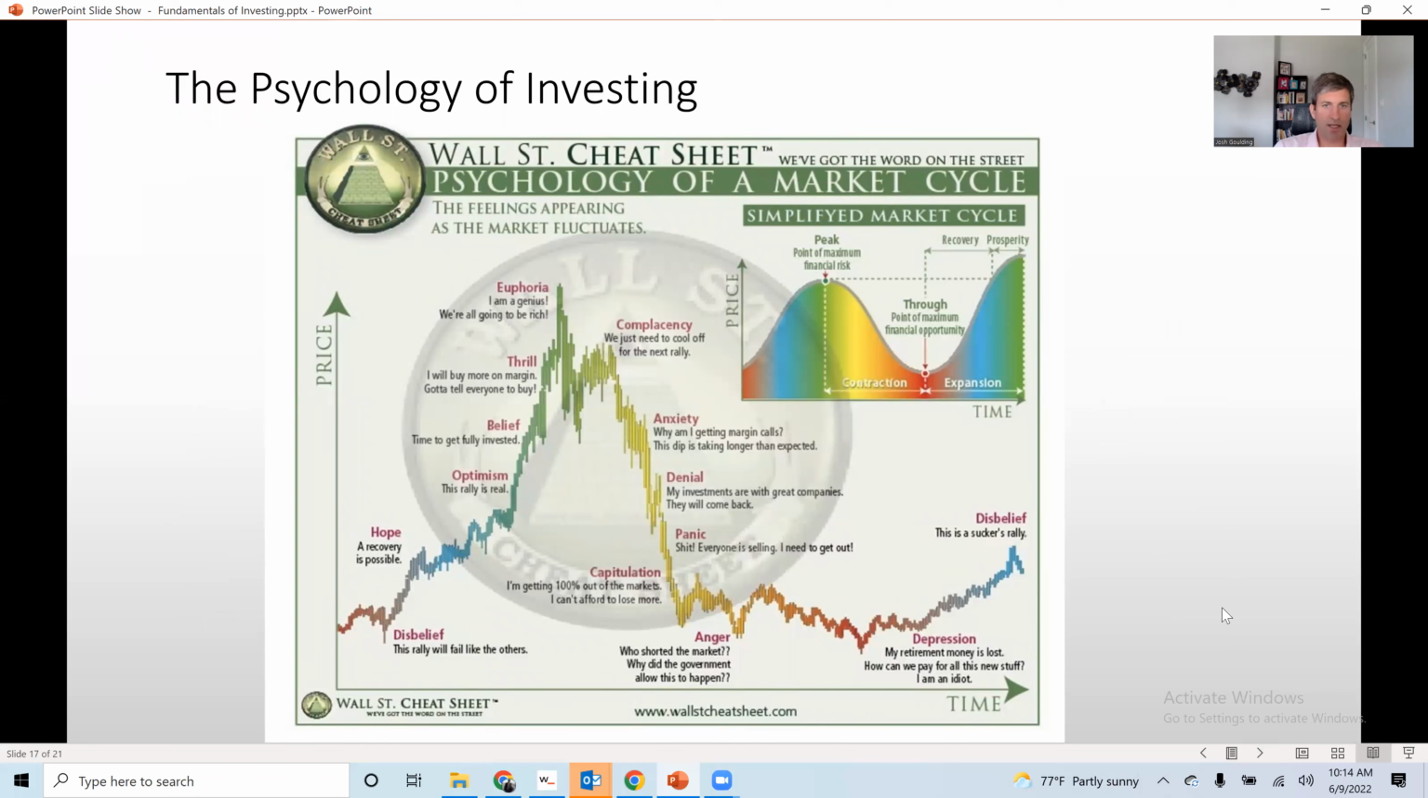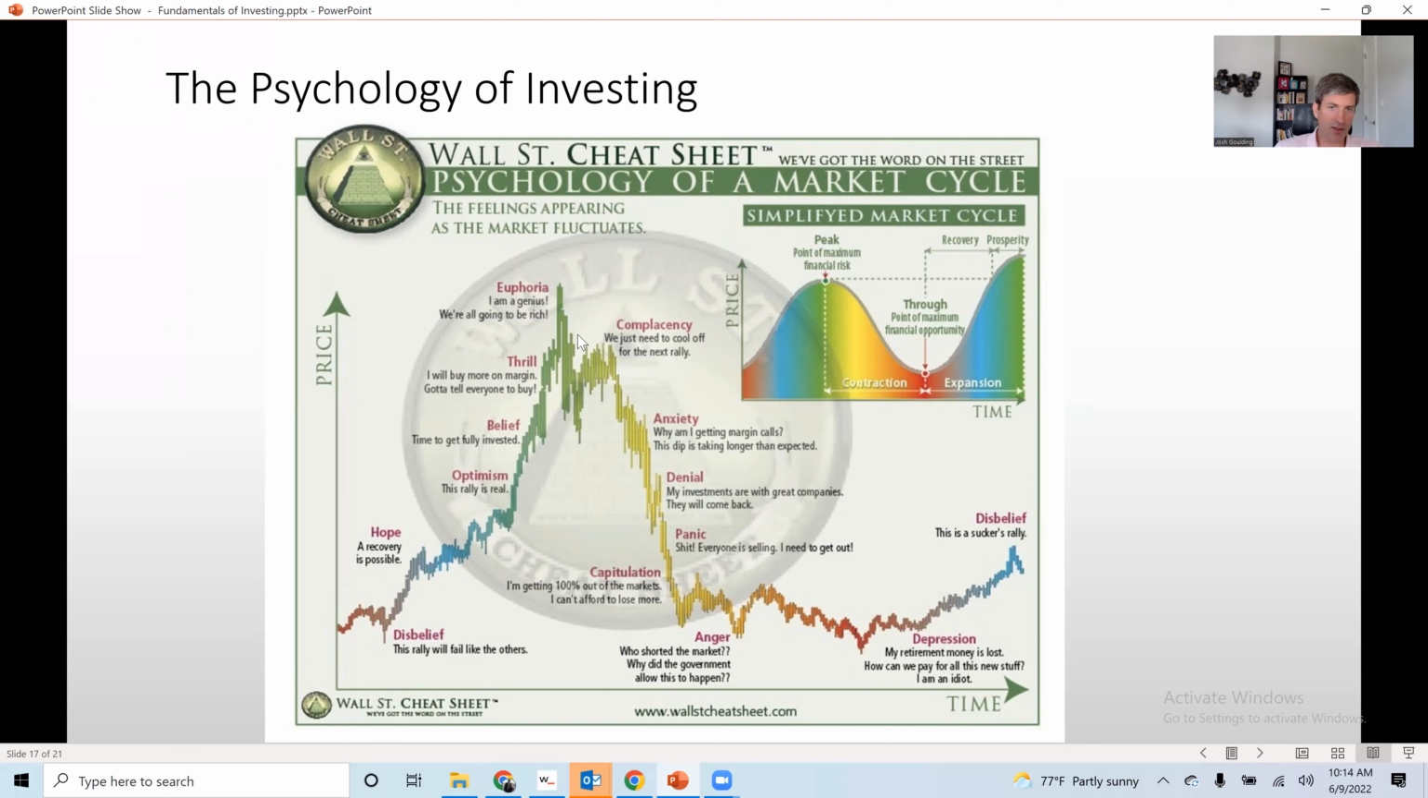So the psychology of investing. This chart, you probably have seen something like it before. It's true going back to 1900 as it is today. Price on the y-axis and time on the x-axis. A bull market is started in disbelief. It gets traction on hope. It starts to really take off on optimism. Then you have belief, thrill, and the point of maximum financial risk is during euphoria, where you say, I'm going to be rich, I'm a genius, I've made so much money.